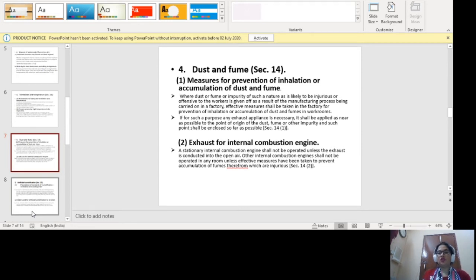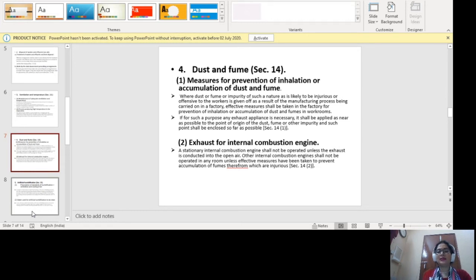Now, fourth is your dust and fume. Measures for prevention of inhalation or accumulation of dust and fume. There should be proper measures for preventing inhalation or accumulation of dust and fume in any industry or any factory. Exhaust for internal combustion engine. If any internal combustion engine is employed in that factory, there should be proper exhaust facilities.